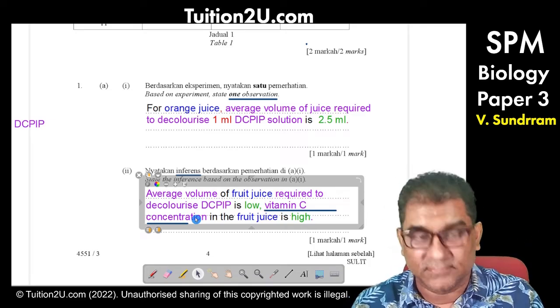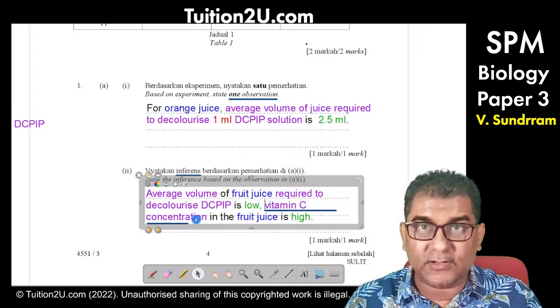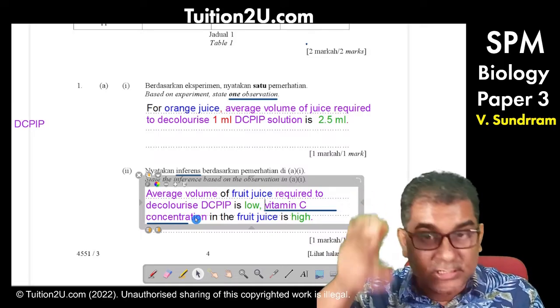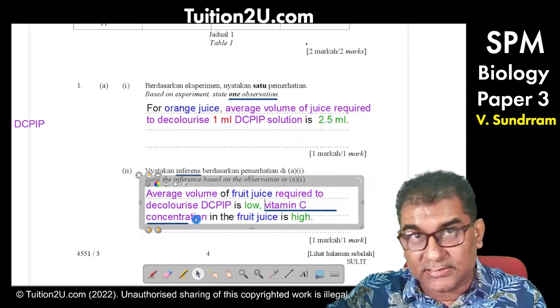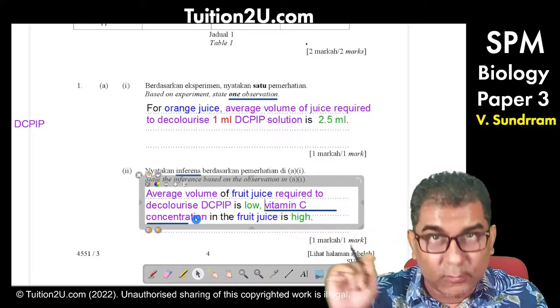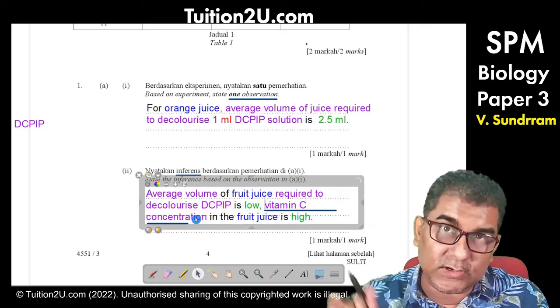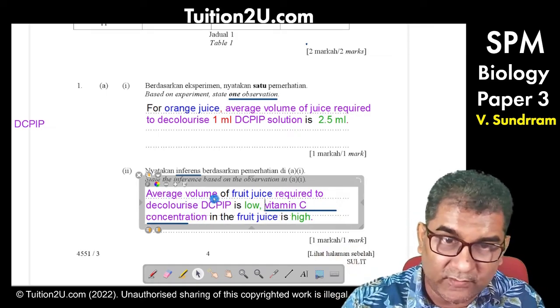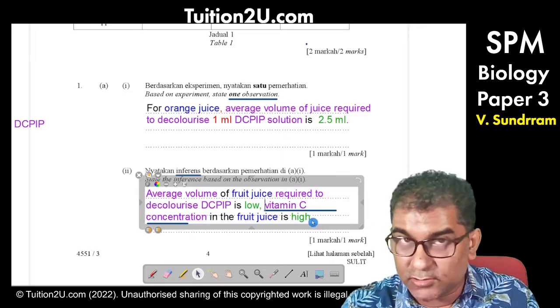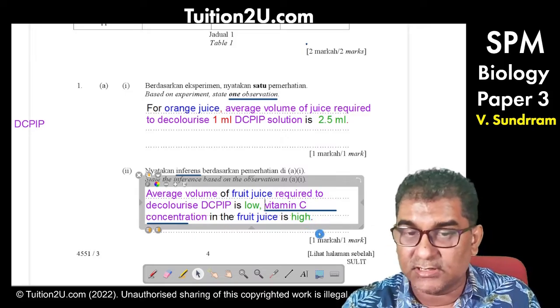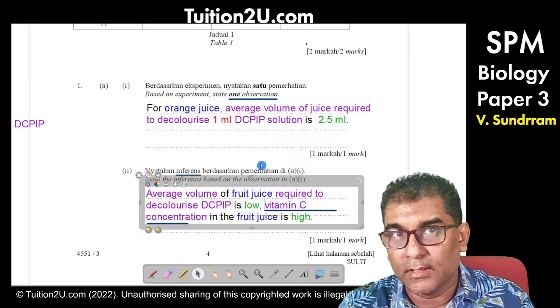I repeat, the answer is in the question. Paper 3 is like that. You just find the answer from the question and write it back. That is what I'm doing. I wrote concentration of vitamin C, but when I see at the back it is the other way around, I change it. I want to make sure my answer follows what's in the question. So average volume of fruit juice required to decolorize DCPIP is low. Vitamin C concentration in the fruit juice is high.